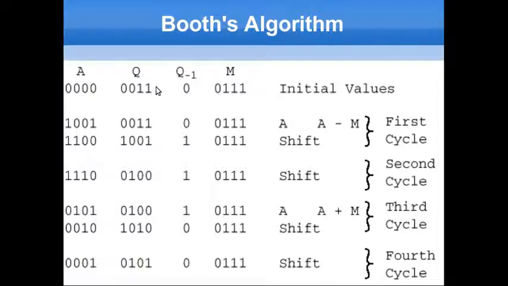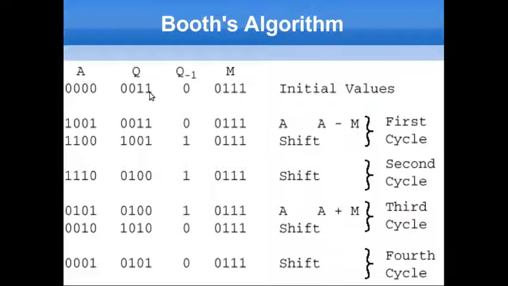When the least significant bit of Q matches the least significant bit of Q minus 1, we will not perform any addition or subtraction. When they are different, we introduce the addition or subtraction. And after all of these operations, we perform a shift. So whether the numbers differ or are the same, regardless, a shift operation will be performed.